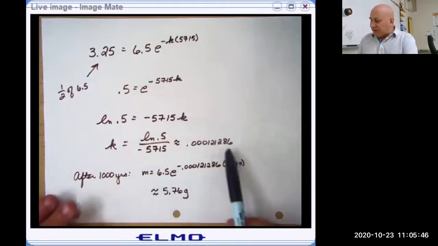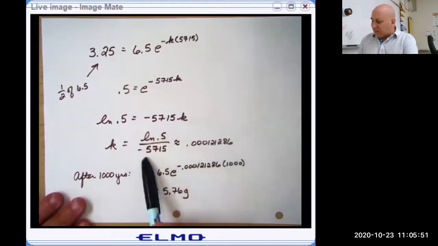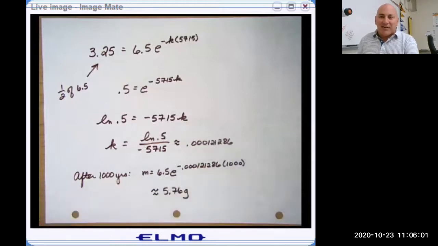Now, if you say even that's too much rounding, you could have just left this like so, multiplied it by 1,000, raised E to that power and multiplied by 6.5, and maybe you'd get a little bit off, but I think 6 significant figures is probably sufficient.